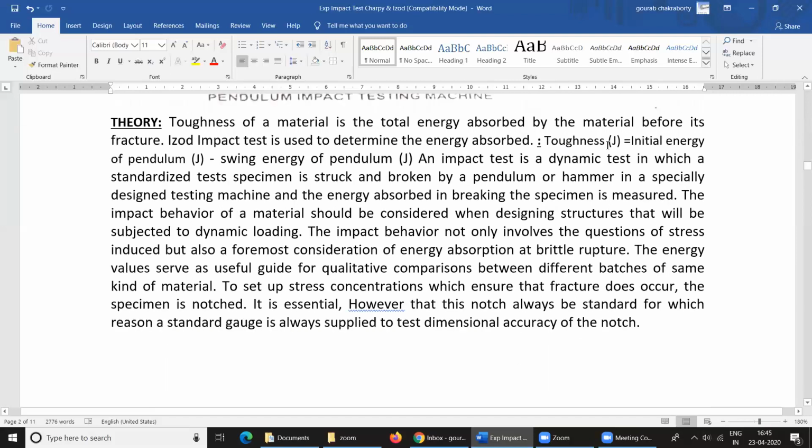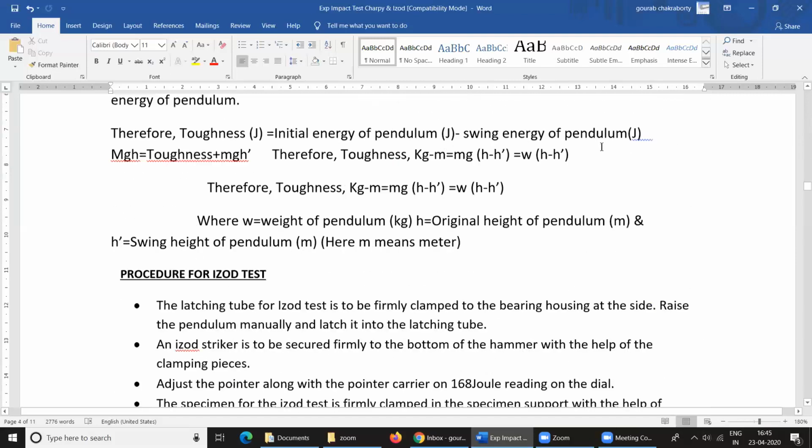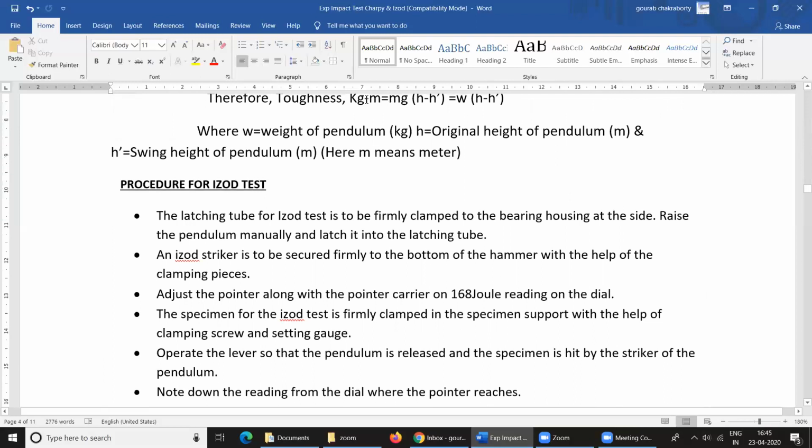Now, this is the theory related to it, and the procedure of the IZOD test is that the latching tube for the IZOD test is to be firmly clamped. Also, let me tell you something about the IZOD test. The test consists of breaking by one blow of the swinging hammer the notched test piece gripped vertically with the bottom of the notch in the same plane as the upper face of the grip. The blow is struck at a fixed position on the face having the notch.